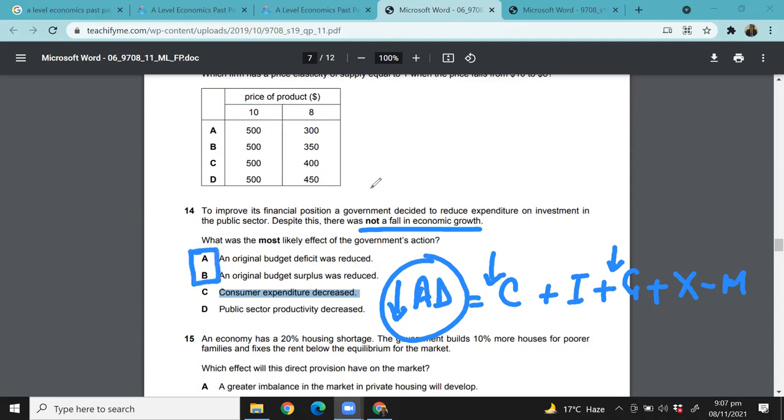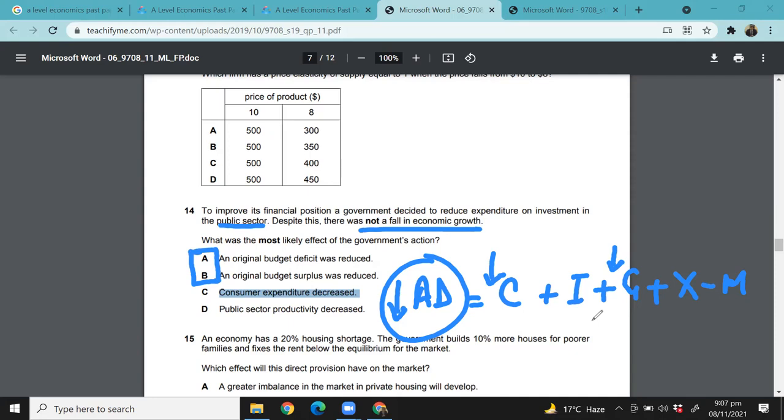Right. So it's just saying that the government decided to reduce expenditure on the public sector. Now, what is the spending on the public sector? It is G, right? The government spending is G. So it is reducing that spending, and it does not want that to lead to a fall in economic growth. Even though the government spending is reducing, the government doesn't want the economic growth to decrease.